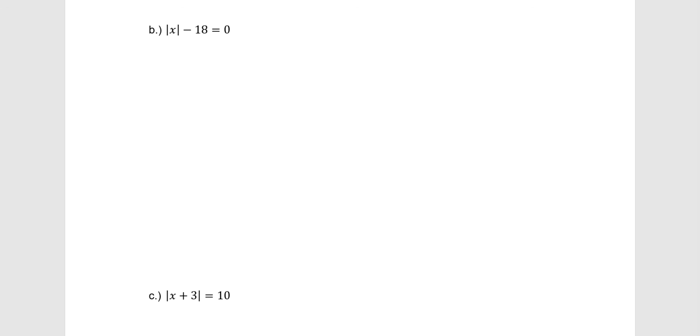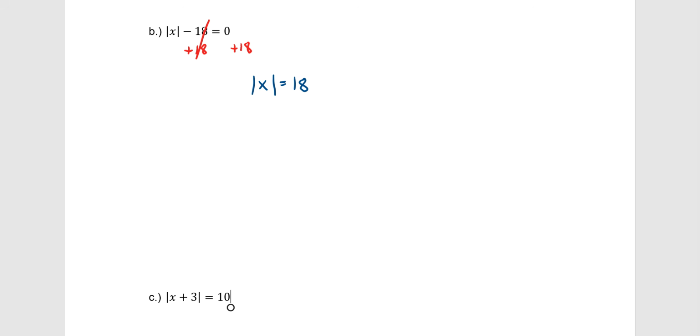We have the absolute value of x - 18 equals 0. So first we have to isolate the absolute value, which means we have to get this 18 to the other side. So that means we have to add 18 to both sides. So we end up getting the absolute value of x equals 0 plus 18, which is just 18.